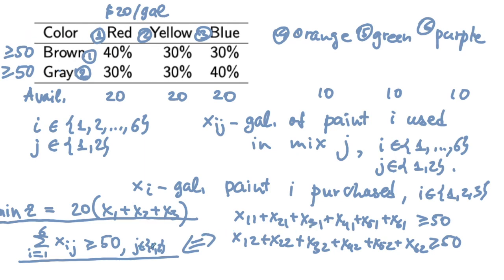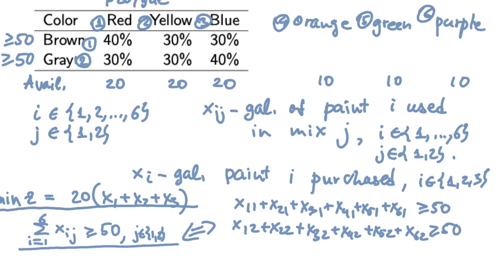They ensure that we satisfy the demand of 50 gallons for each brown and gray mix. Now we need to take care of the supply. So we need to make sure that the way we use the supply, or our resources, is such that we don't exceed what we have and what we purchase. All right, so let's look at the total amount of red, yellow, blue, as well as orange, green, and purple paints that we are using for our mixes.